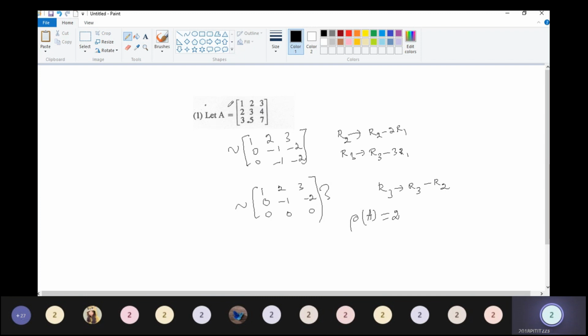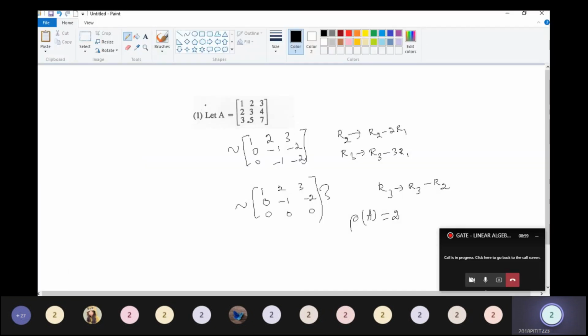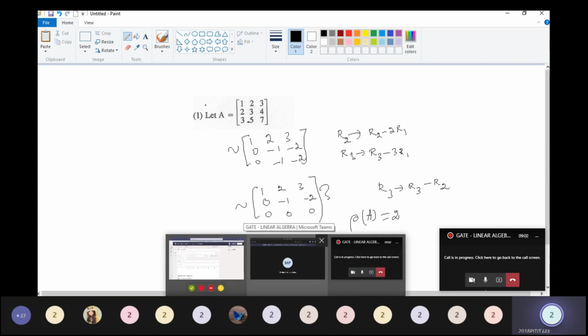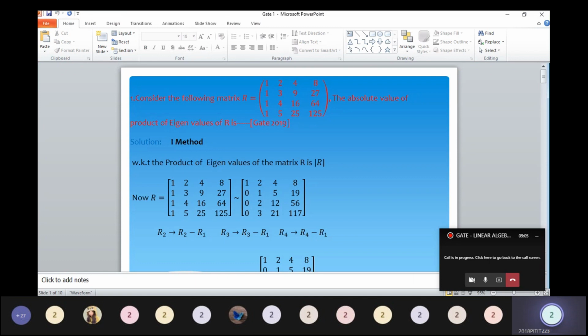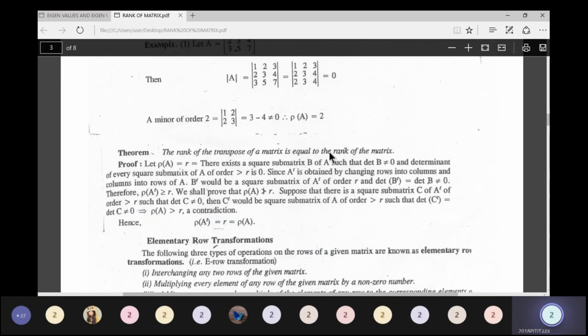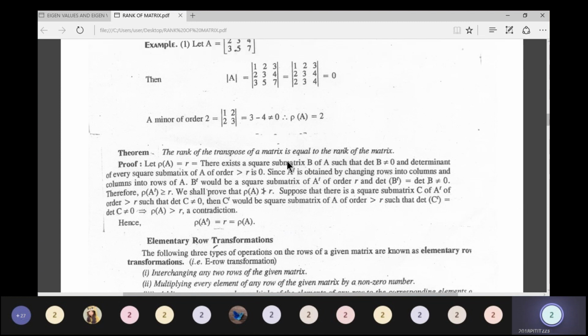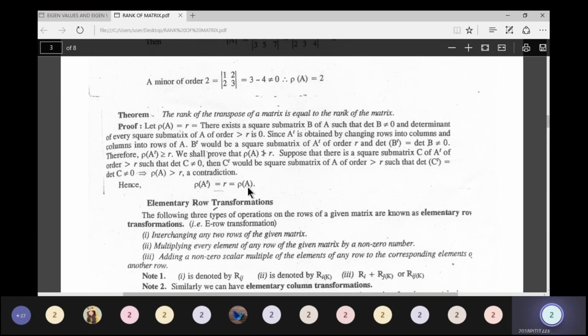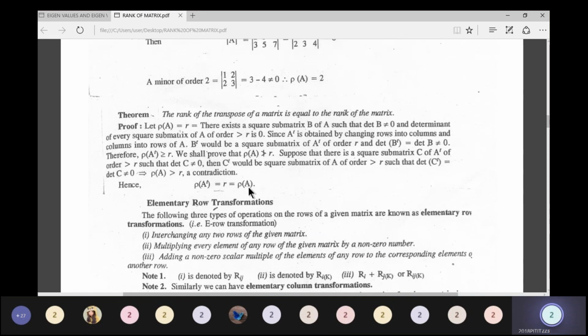But the matrix whose determinant we want to find must be a square matrix, that is, the number of rows equal to the number of columns. Then, rank of the matrix. Okay, another method. The rank of the transpose of the matrix is equal to the rank of the matrix. That means A and A transpose have the same rank. Rank of A transpose equals rank of A for any square matrix.